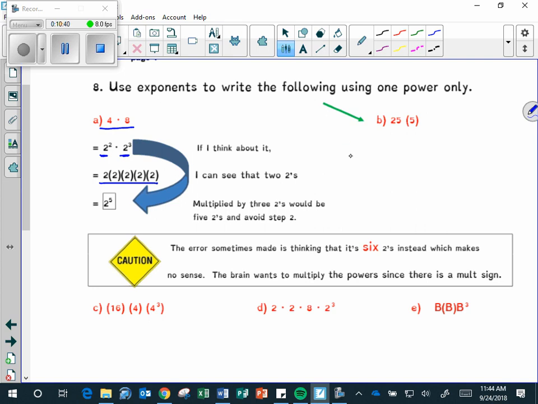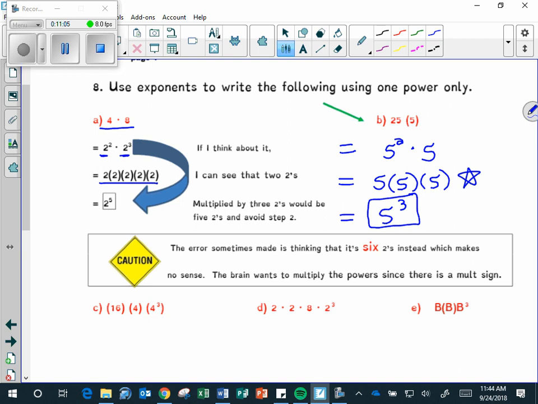So let's do part B. I know 25 can be written as 5 to the second power. And when you see just a plain old 5, remember that's really like having it to the first power. So that would be 5 times 5 times 5, which is 5 to the third power. Now, you may not need this step right here, and that's fine, because some of you are already going to realize, oh, that's just going to be 3 5s. But if it helps you to write that step, then go ahead and include it.